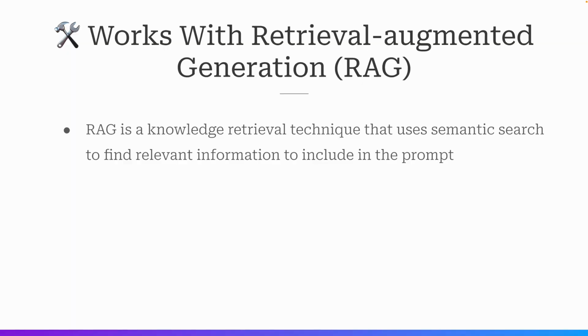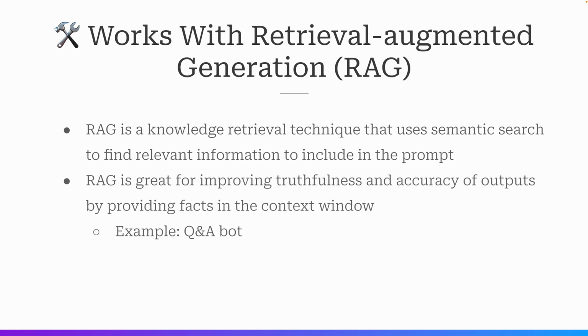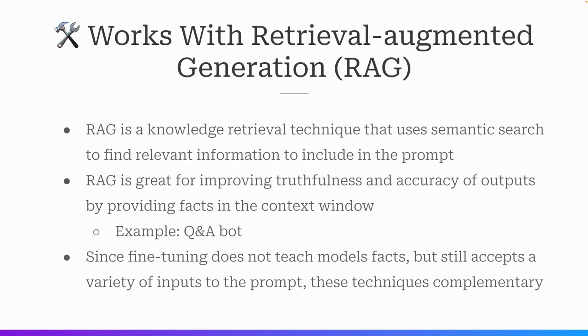Okay, so we mentioned retrieval augmented generation, and that's a technique that uses semantic search to find relevant information to include in the prompt. And it's great for improving truthfulness and accuracy of outputs by providing facts in the context window. And fine-tuning works really well with it. Fine-tuning is not so much for teaching facts. Retrieval augmented generation is great for getting the information and the facts that you need. So you can use fine-tuning to kind of steer the formatting of what you want out of the model to optimize its performance. And then you can use retrieval augmented generation or other techniques to get the information in your prompt to make sure you're getting a really high quality result.